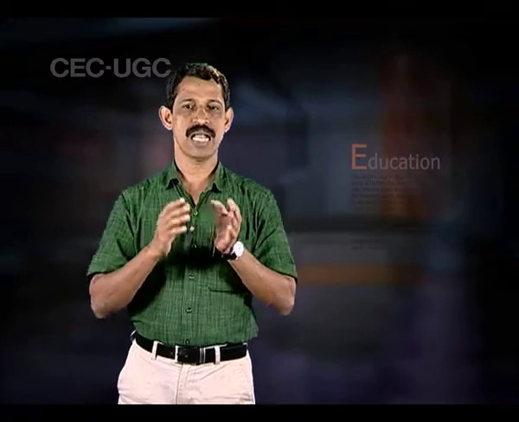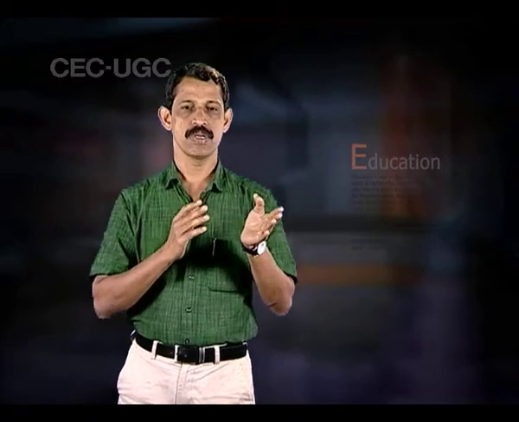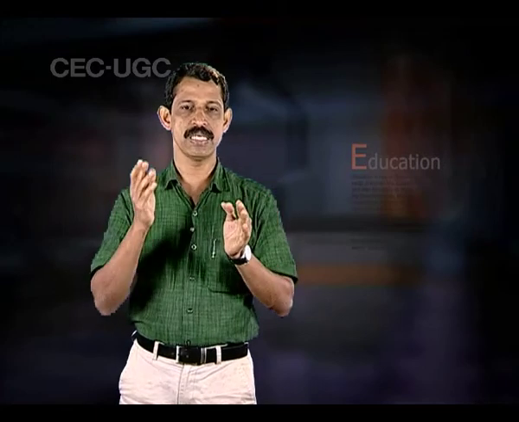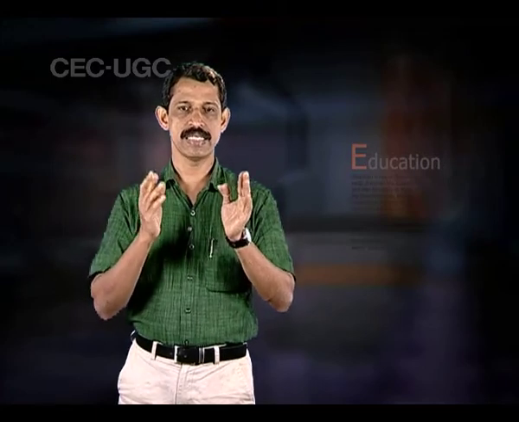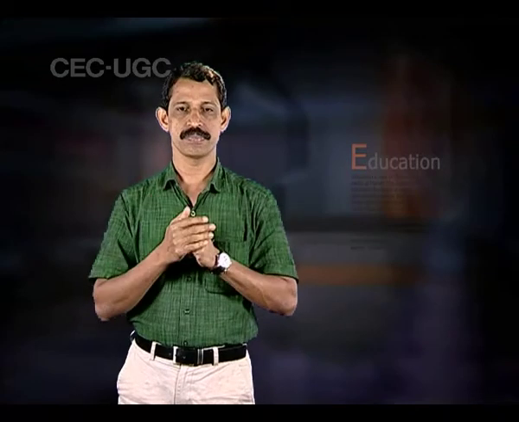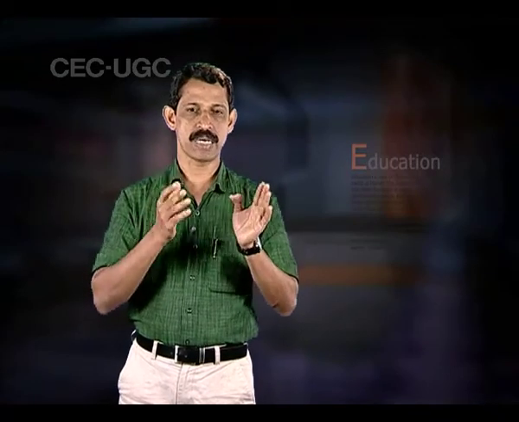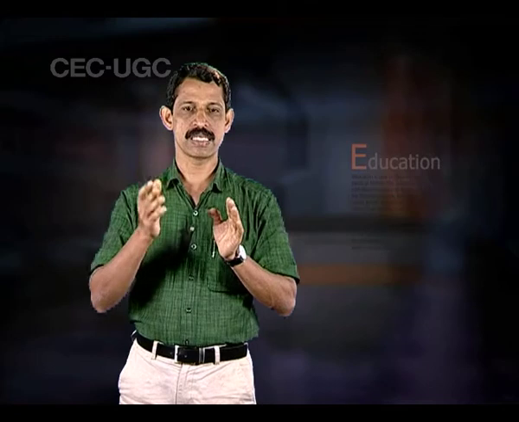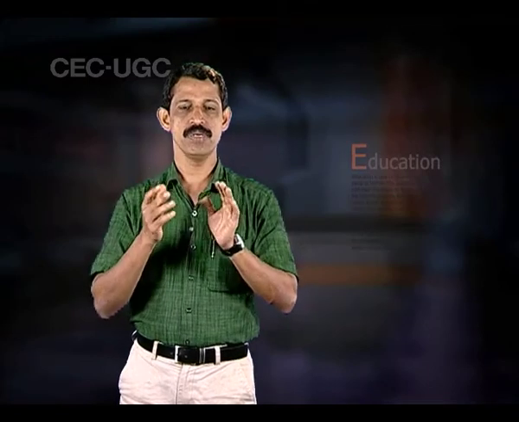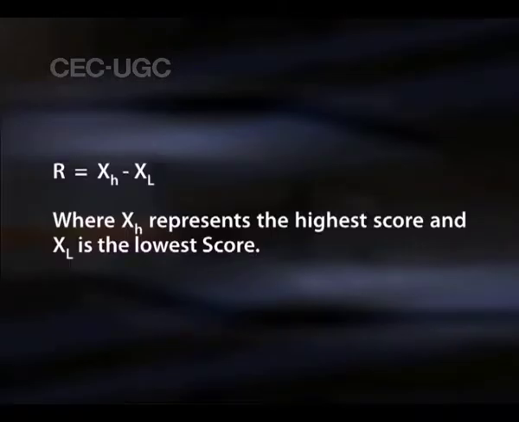There are two types of range. The common type, most commonly used and simply called the range, is technically known as exclusive range. It is the highest score minus the lowest score in a set of scores. It can be found using the formula R = XH - XL, where XH represents the highest score and XL is the lowest score.